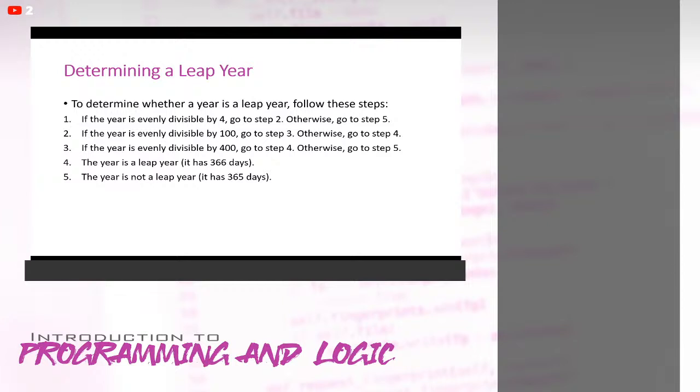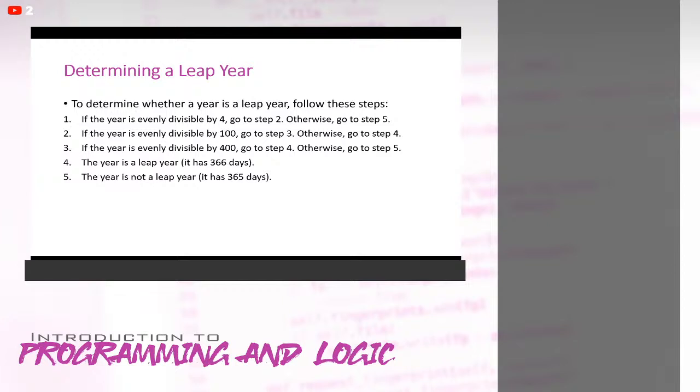So if the year is evenly divisible by 4, we progress. But if it's not evenly divisible by 4, we go to step 5. This is our algorithm, right? These are the steps that we have to take to solve this problem. So if the year is evenly divisible by 4, we can go on to check some more conditions. If it's not evenly divisible by 4, then we can go ahead and tell the user that it's not a leap year.